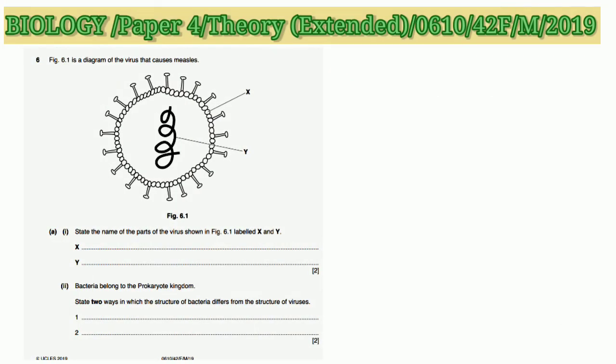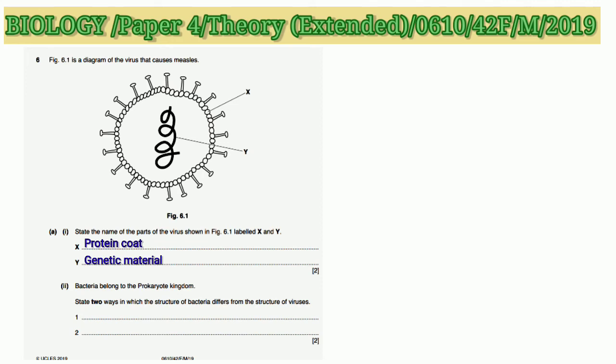Sixth question. Figure 6.1 is a diagram of a virus that causes measles. A sub-question. State the name of parts of the virus shown in the figure 6.1 labeled X and Y. X is a protein coat and Y is genetic material. Next question.